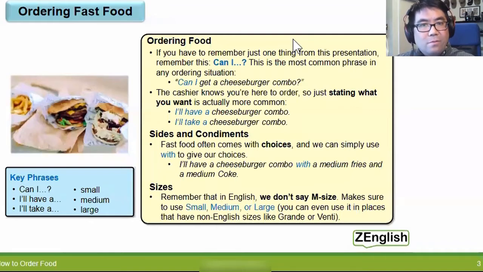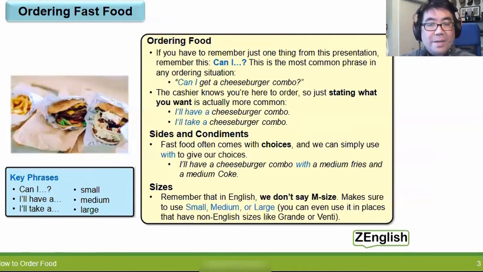One point, however, about the sizes. In English, we don't say M size or L size or S size. We just use the words that those letters represent. So we'll say small, medium, or large, or extra large if you're feeling extra hungry. You can even use this in places that have non-English sizes like a grande or a venti. So, all right. That is ordering fast food.